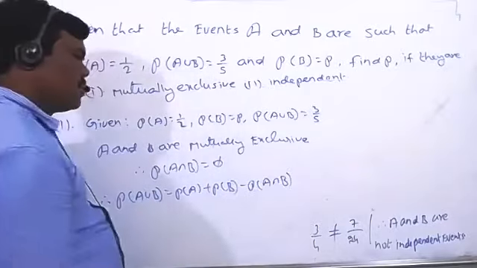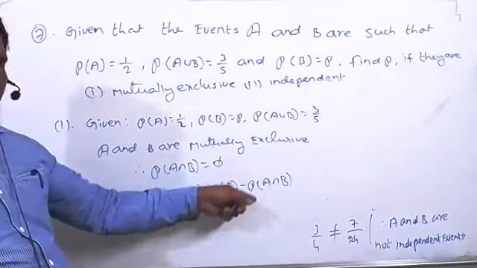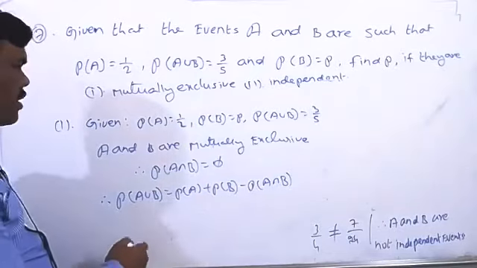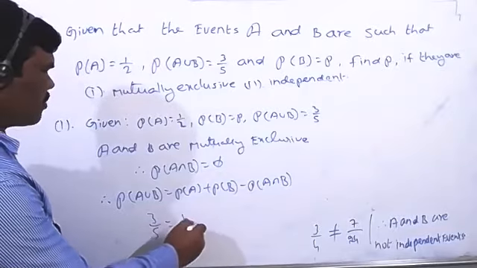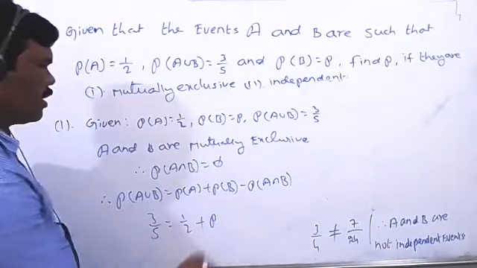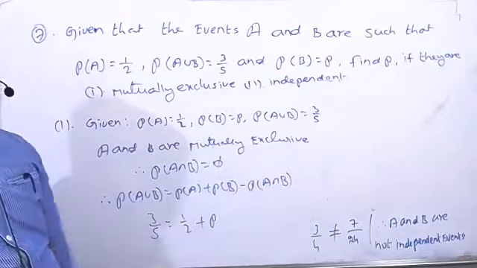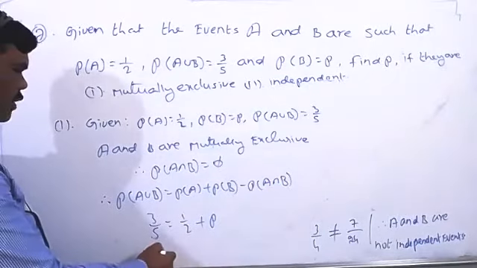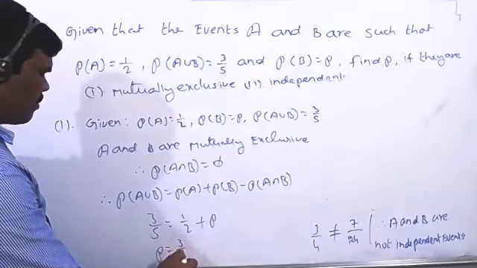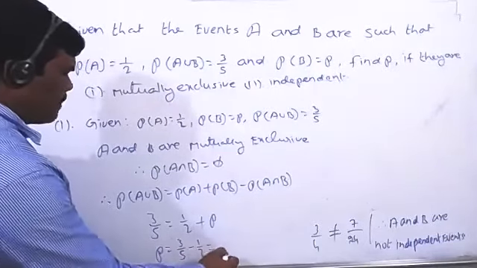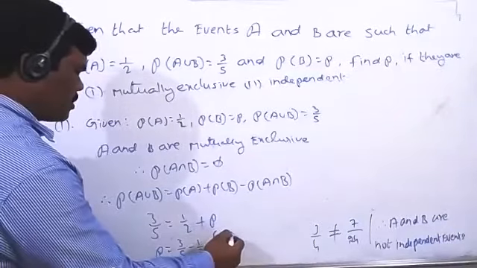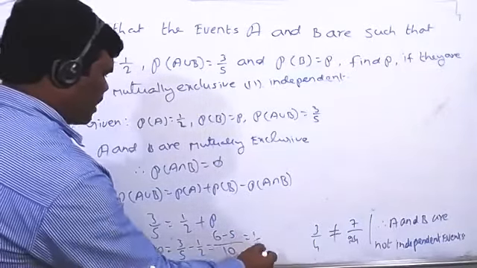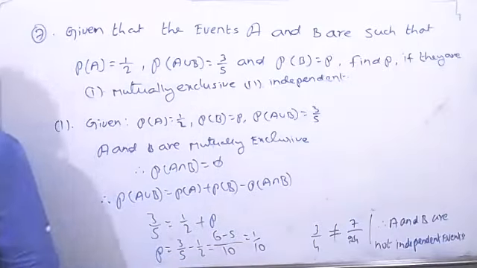We know that. Clearly this is 0, so this is the remaining. So probability of A union B we got as 3 by 5, and probability of A is 1 by 2 plus probability of B equal to P. This is clearly 0, the empty set. So find the value of P. P equals 3 by 5 minus 1 by 2. 10 is the LCM here. So 6 minus 5 equals 1 by 10. The first one it is.